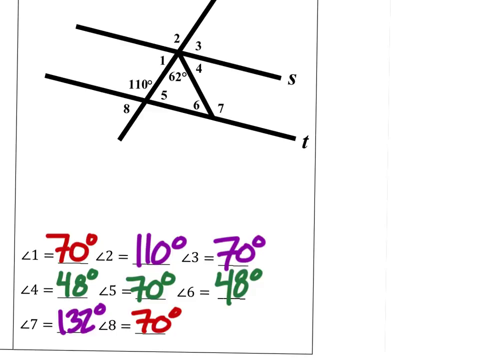Now, you should have some questions on some of these. For example, angle 7, how did we get 132? Well, once we figure out angle 1, which is 70 degrees, how do we know that it's 70 degrees? Because it's alternate interior with angle 5, which is a straight angle with that 110 degrees. So knowing that angle 1 and the 62 degree angle are alternate interior with angle 7 tells us that they are the same. So I just did 62 plus the 70 degrees, which is angle 1, in order to find that it was 132 degrees.